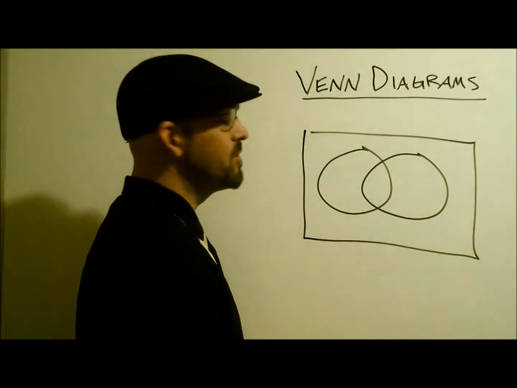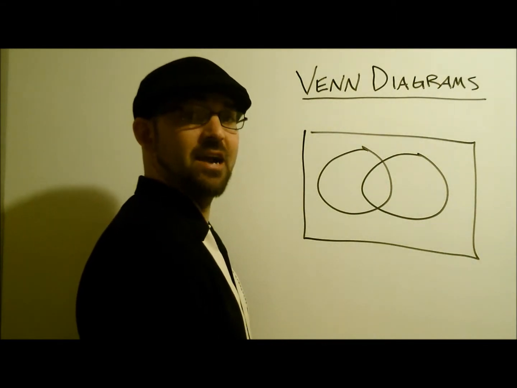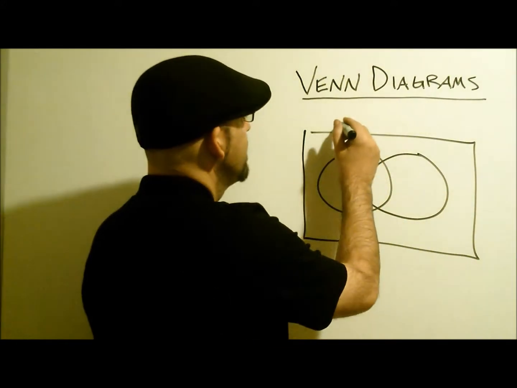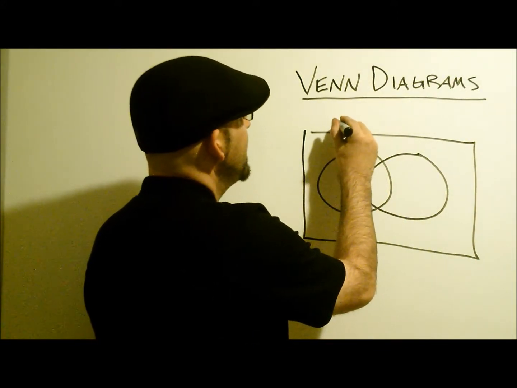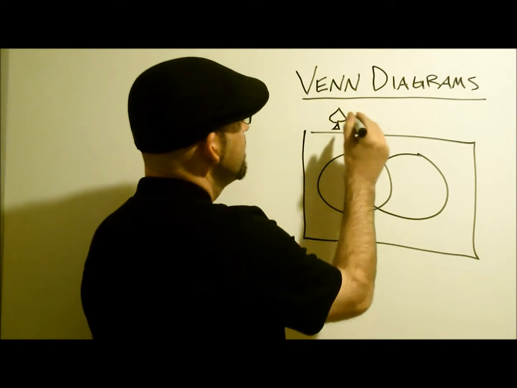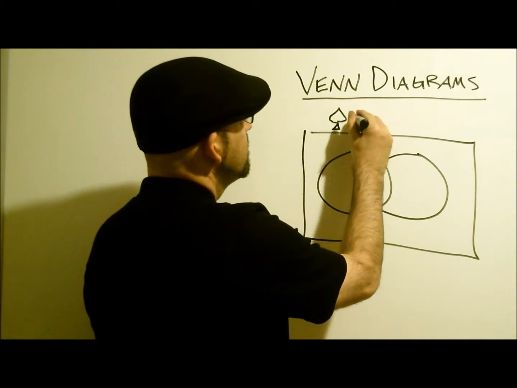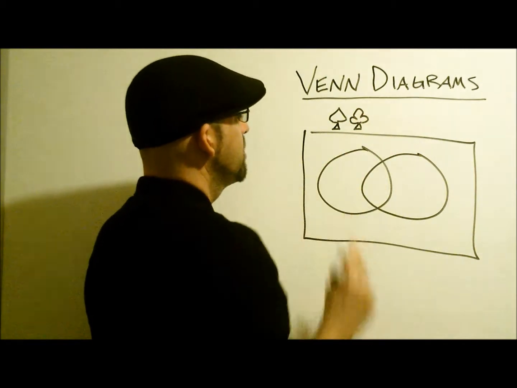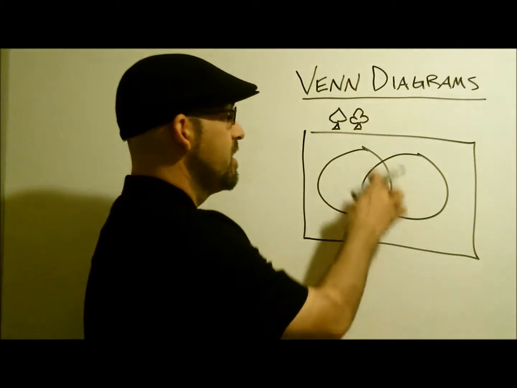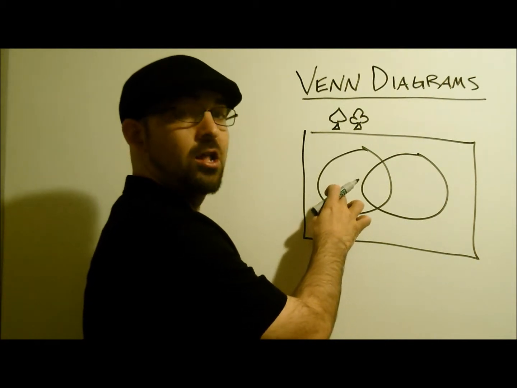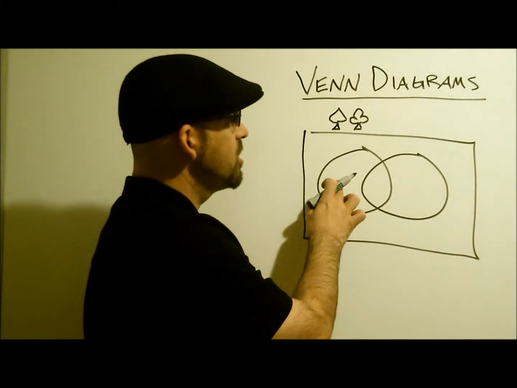What about an example? Well, let's take a standard deck of 52 cards. We have spades and clubs. This is what this first set represents: all of the black colored cards.